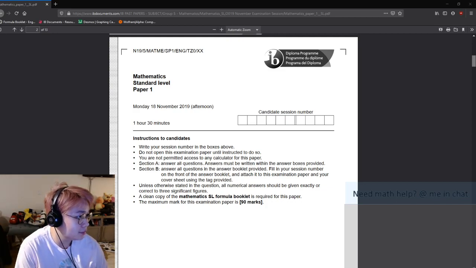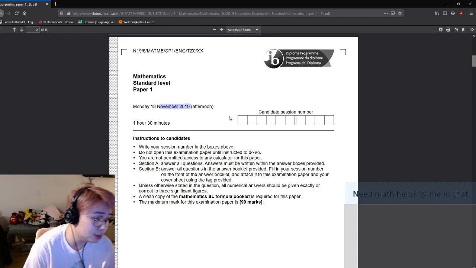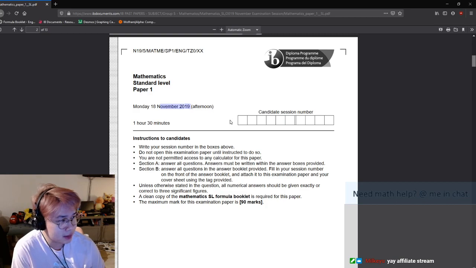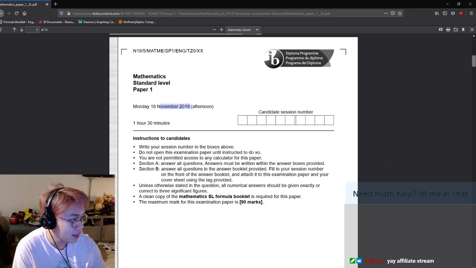As you can see from the title, I'm going to go over SL Paper 1 from November 2019. This is actually the older curriculum, so some things are not going to be part of the new curriculum. Most notably is vectors.